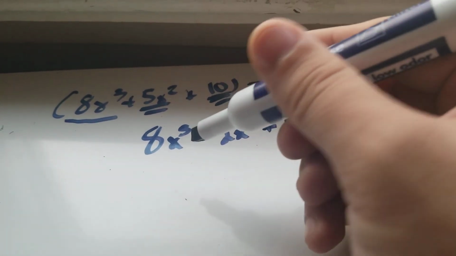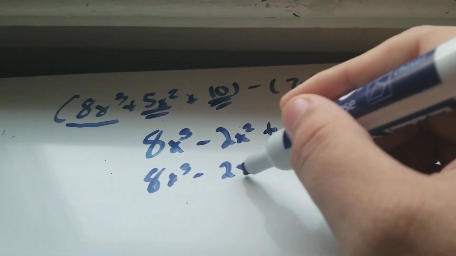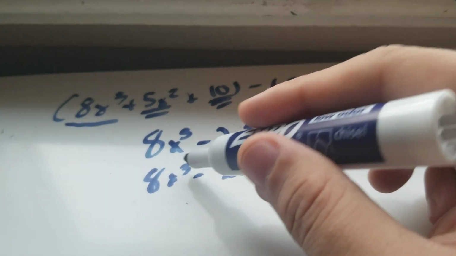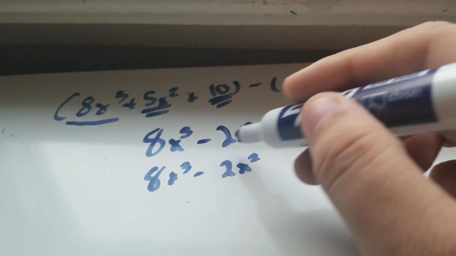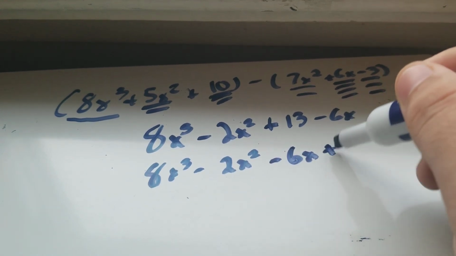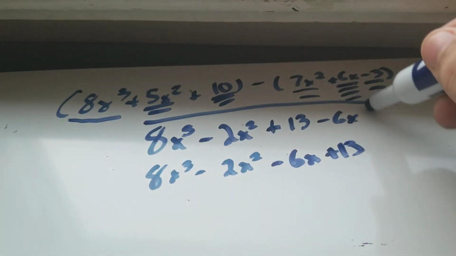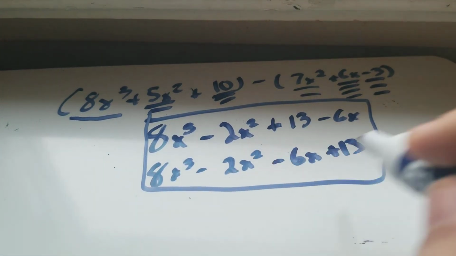And I didn't ask you to do this when we're in class, but just to write it in the correct order, you want to make it the biggest exponent down to the smallest. So x cubed is the biggest exponent, then x squared, then 6x, then 13. Either answer is correct for me, but you should know that this is the proper way on the bottom.